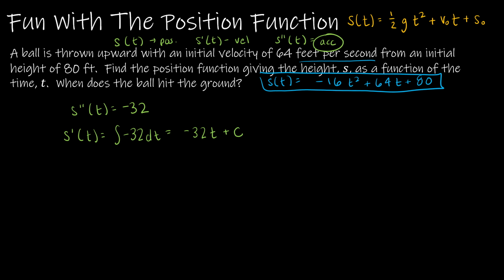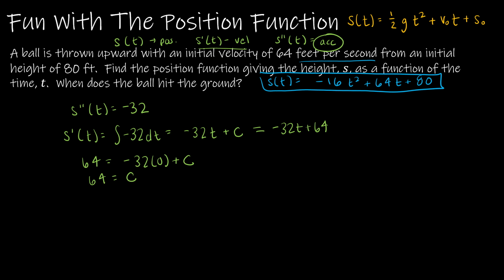But what I do know is that at time 0, the velocity, which is s prime of t, is 64 feet per second. So at time 0, which is t, negative 32 times 0 plus c, the velocity is 64 feet per second. So this gives me that 64 is equal to c. So that gives me that this function is negative 32t plus 64. So now let's go to the next step.